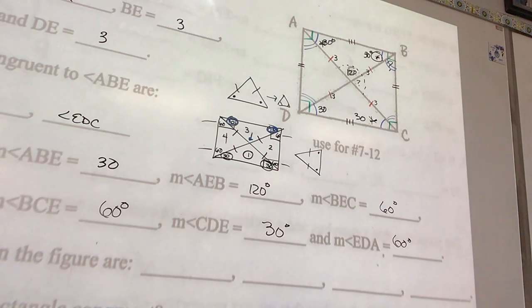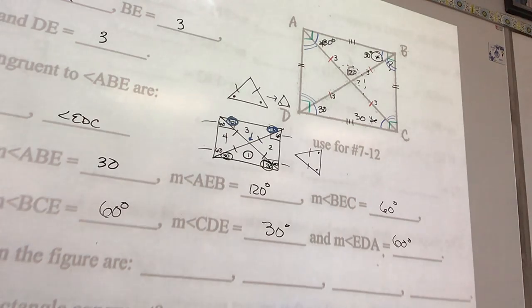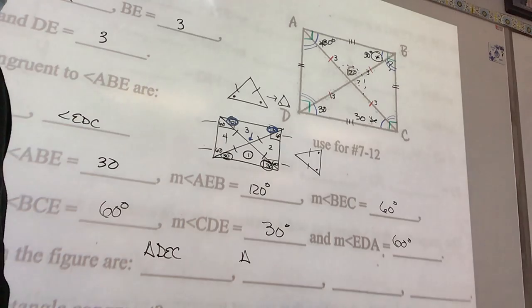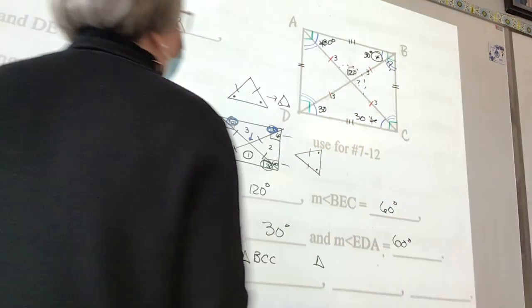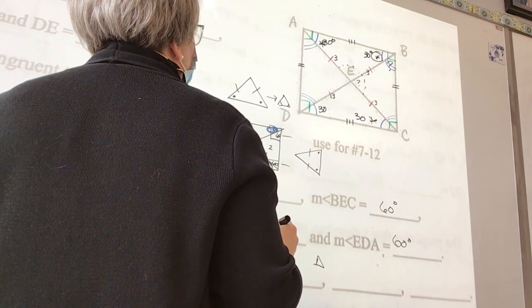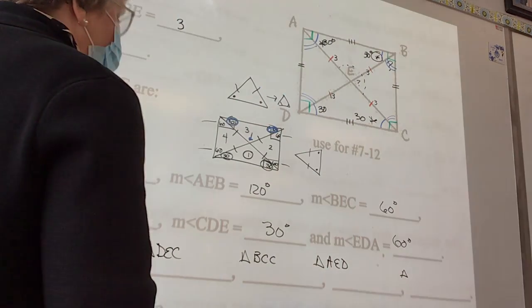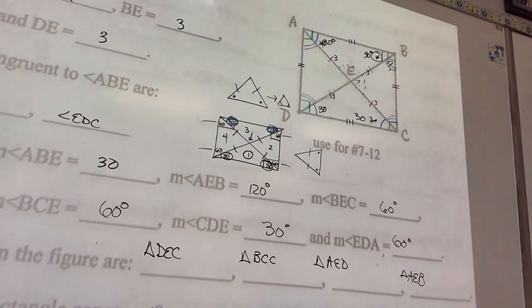Okay, give me the 4 triangles that are isosceles. And when you name a triangle, you pick any 3 letters in any order. Does that make sense? So give me one of them. But you have to go triangle DEC. Triangle BEC. I think we're missing AEB. Excellent. Do you see the 4 triangles going around?